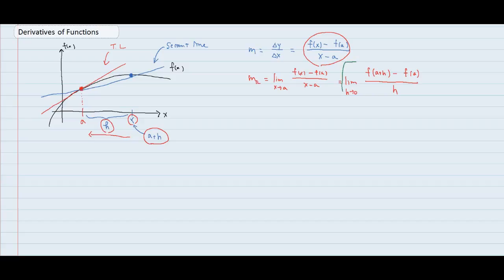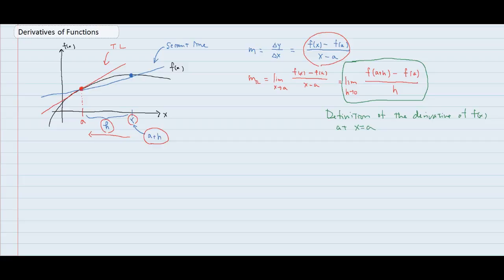So this limit expression, limit as h goes to 0 of f of a plus h minus f of a all over h. Now again, I want to remind you that in this expression, a is some fixed value, so a is supposed to be a constant. This is exactly the definition of the derivative of f of x at x equals a.